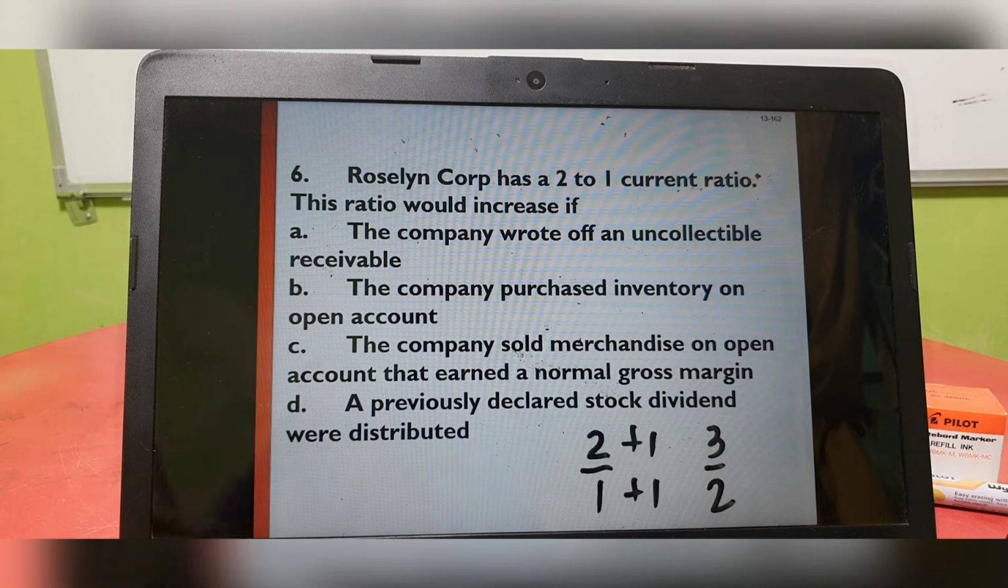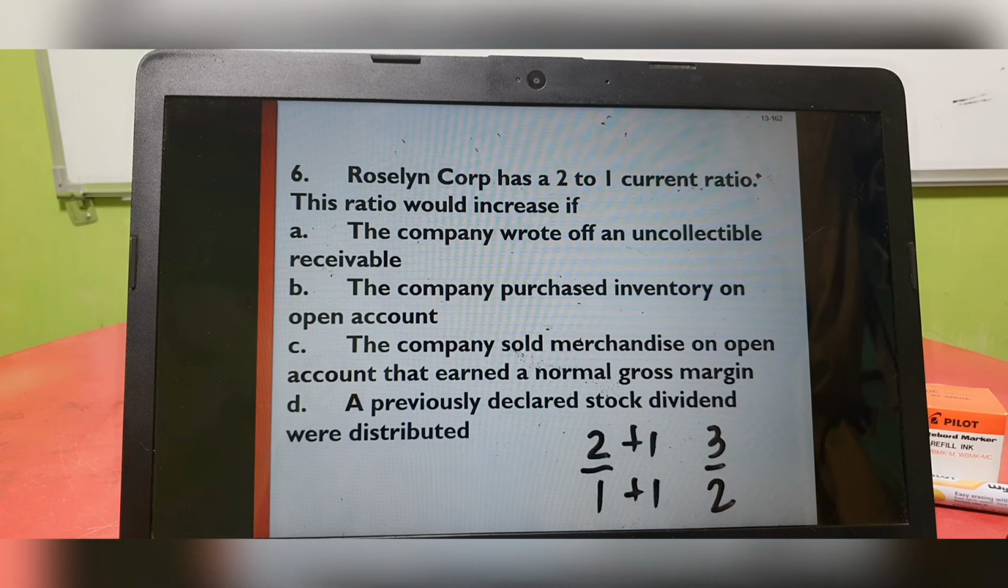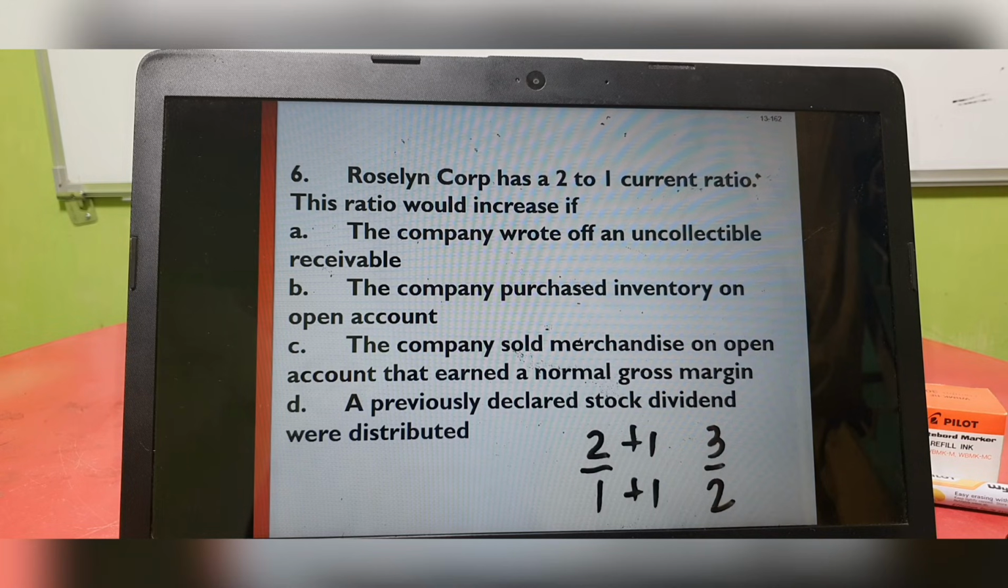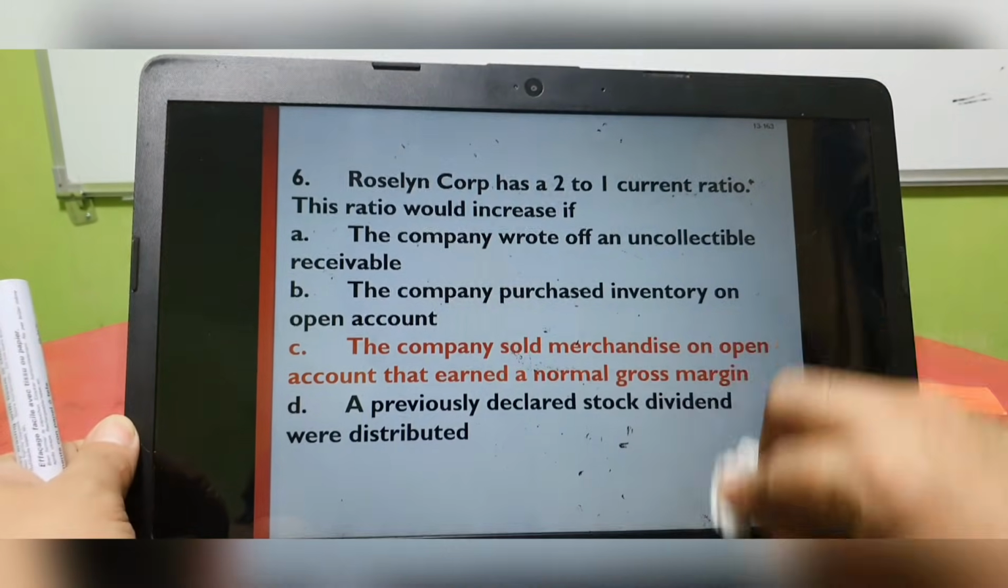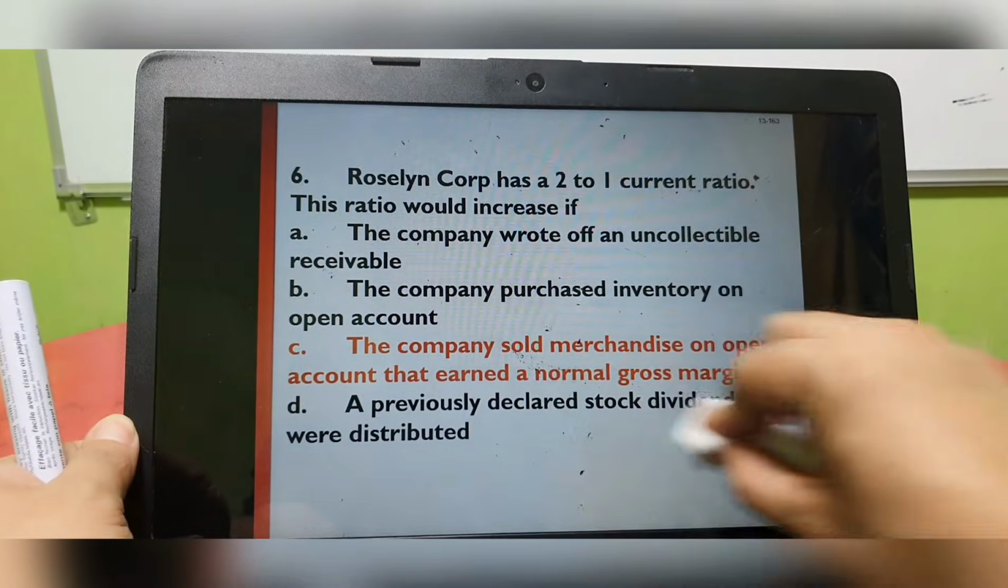Letter C, the company sold merchandise on open account that earned a normal gross margin. Sabi natin kanina, kapag nagbebenta ng merchandise, lalo na may gross margin, this will increase the current ratio. So the answer is letter C. Erase na natin. Hindi na tayo pumunta sa D kasi nakita na natin yung sagot.